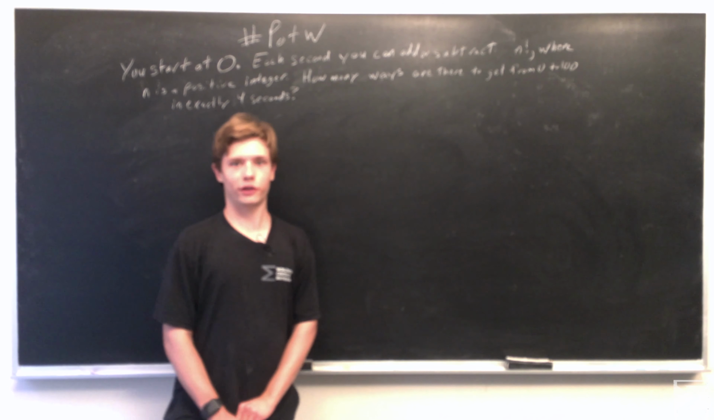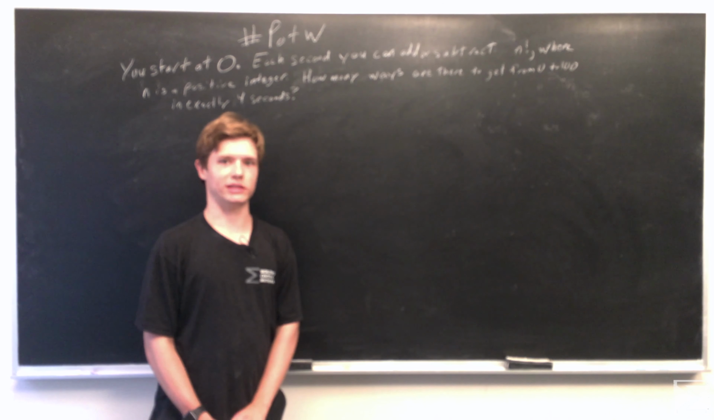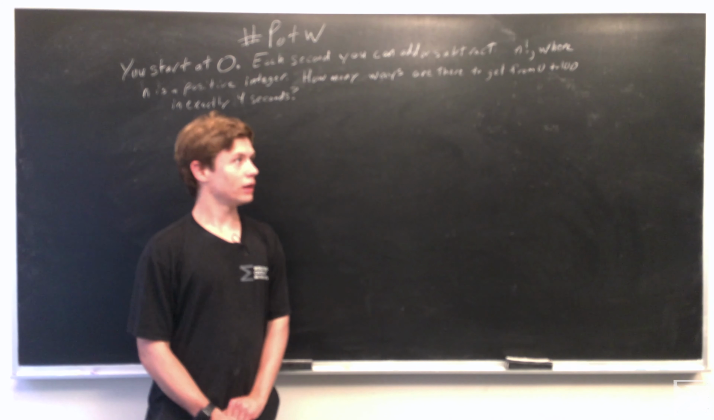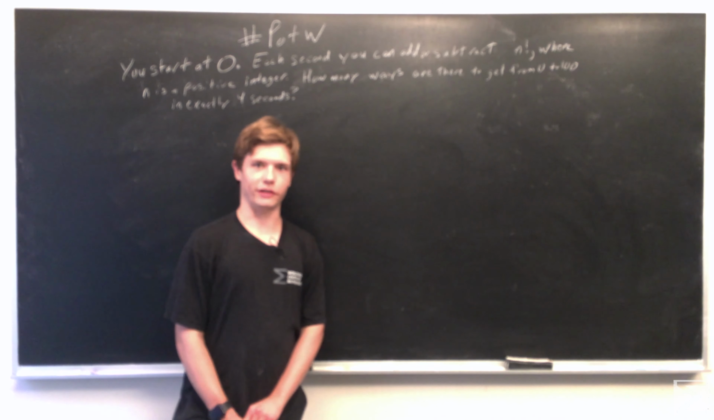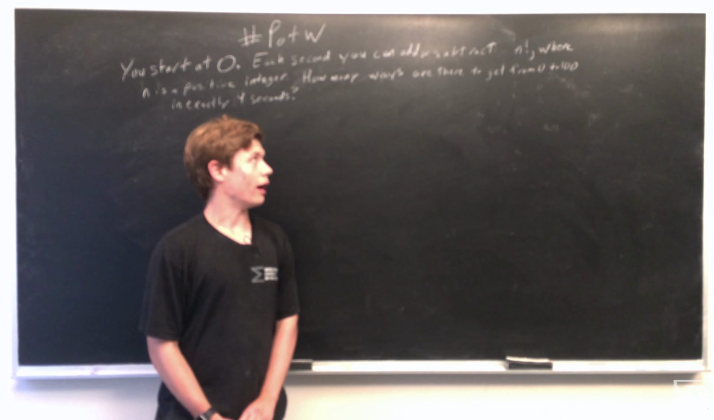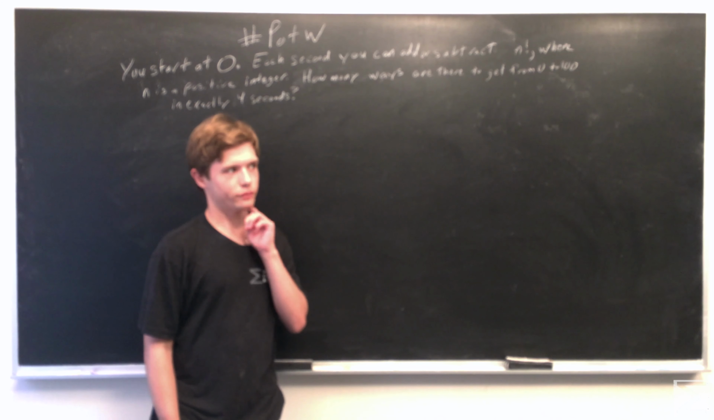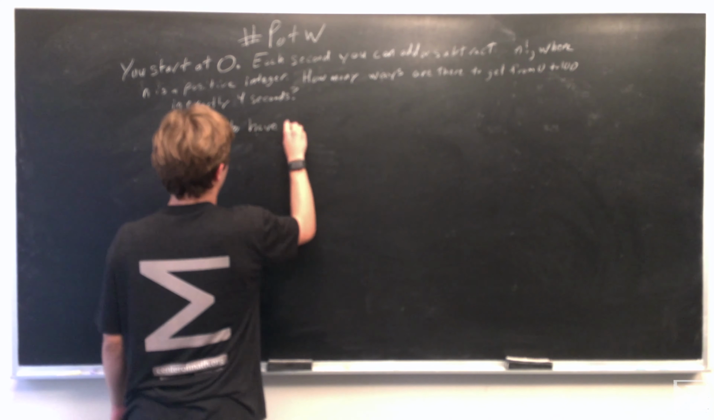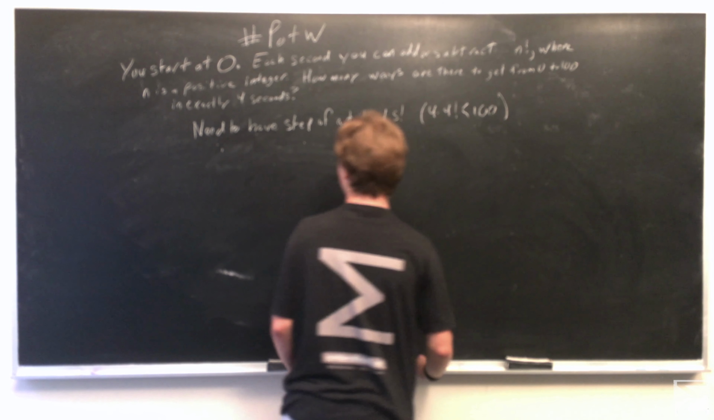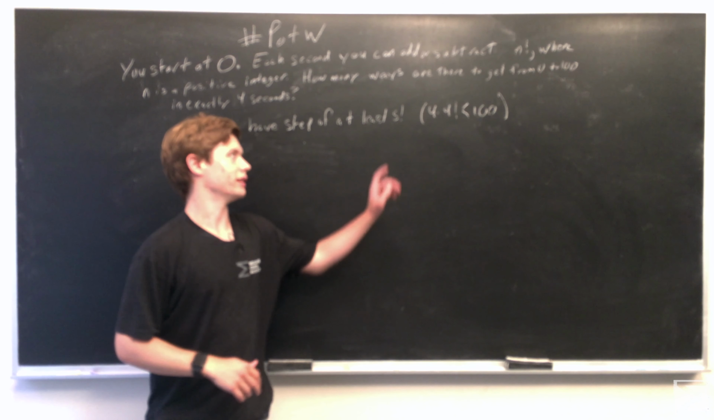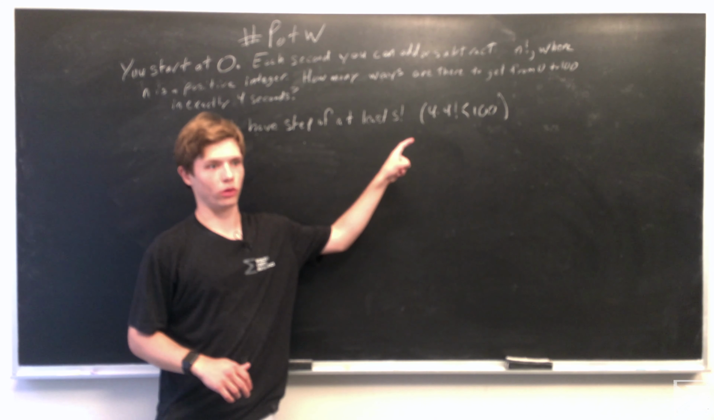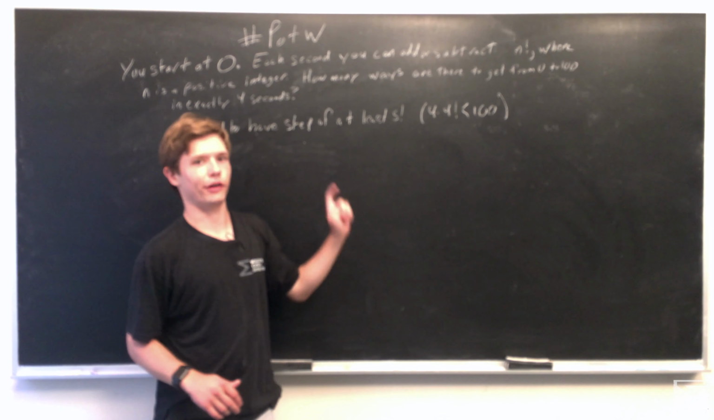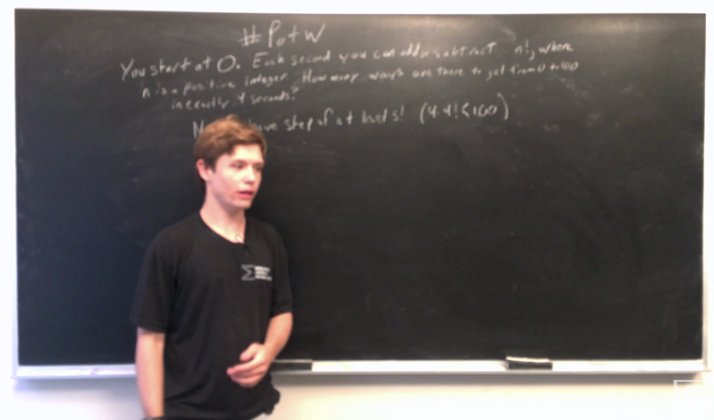So the first thing we need to do is figure out what the steps could be. Since the numbers are n factorial, we have to have a step of at least 5 factorial, because 4 factorial times 4 will be less than 100. So we'll be unable to get to 100 if we have only steps less than 5 factorial.